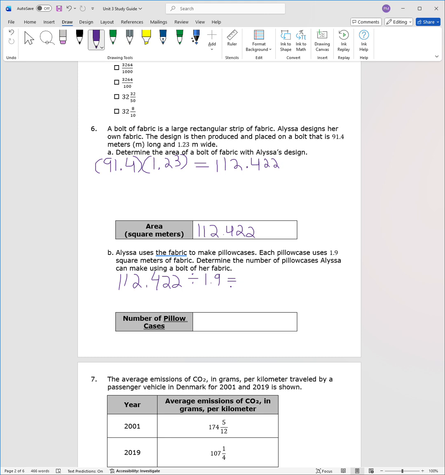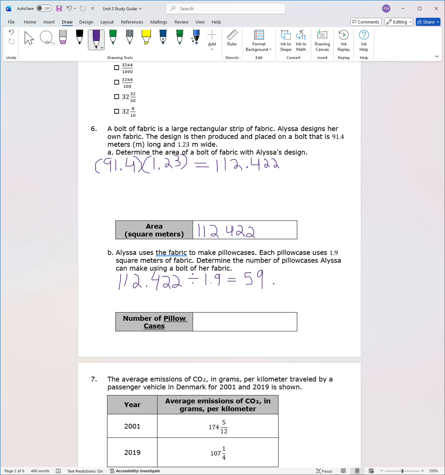What happened with the answer key, and what wasn't explained in the directions though it should have been, is that we wanted you to round. Specifically, we wanted you to round to the nearest whole number. So if we round this to the nearest whole number, your answer would be 59, because the answer you're getting should have been 59 point blah blah blah. We just round to 59 there.